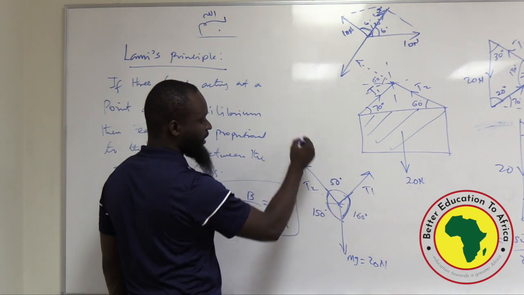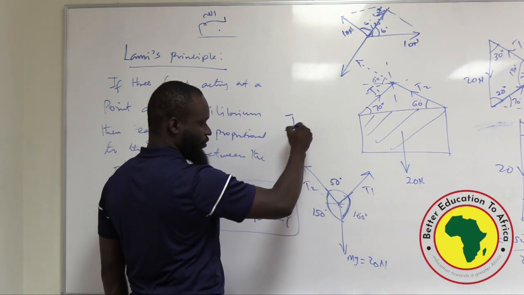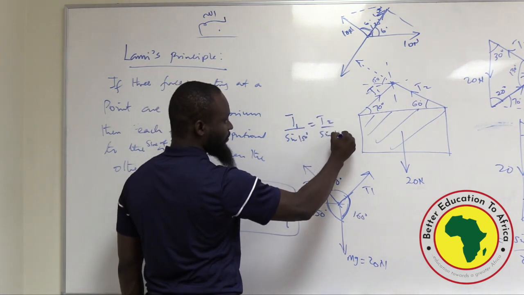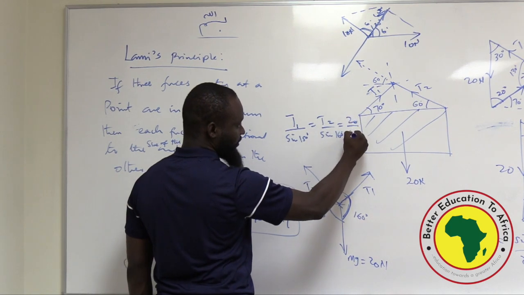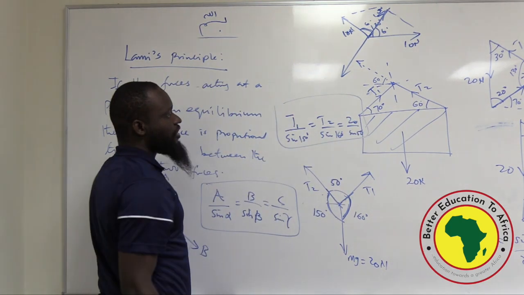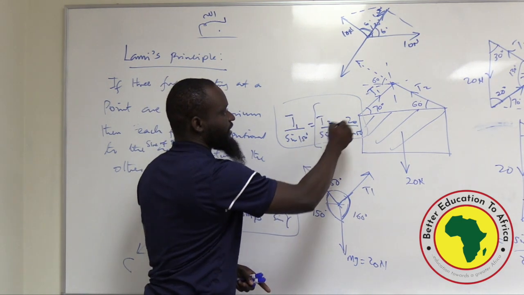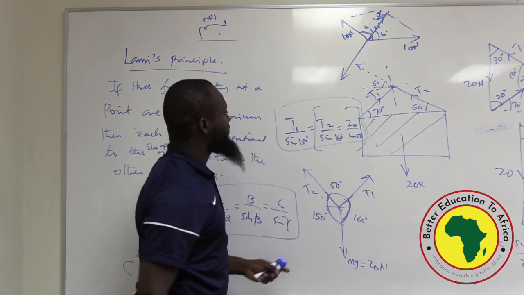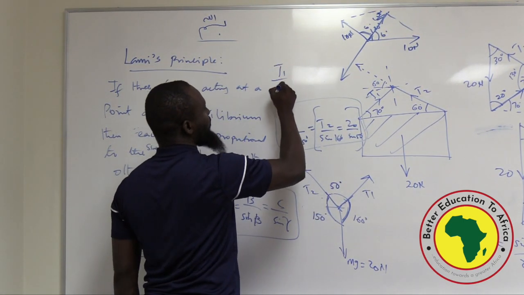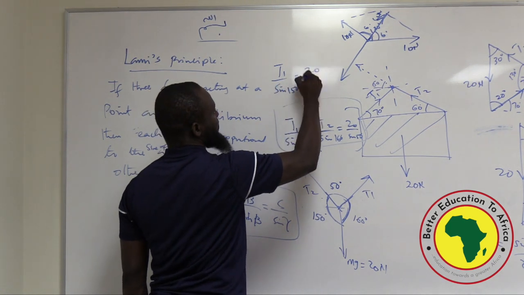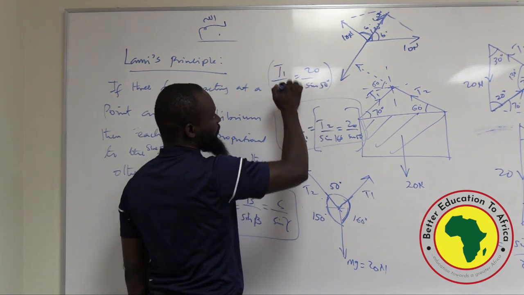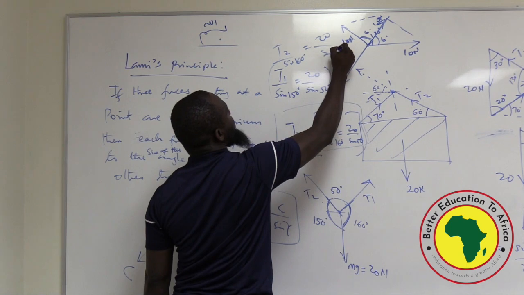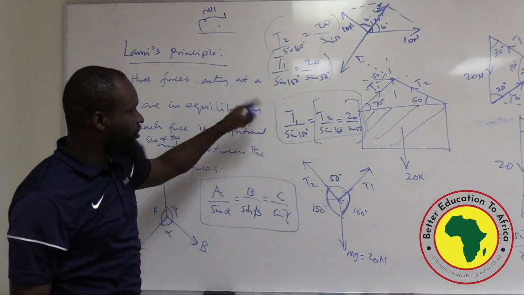So altogether, all I have is this. Using Lami's principle here, it means T1 over sine 150 degrees equals T2 over sine 160 degrees equals the weight, 20 newtons, over sine 50 degrees. So you can use this to solve. You could just say T1 over sine 150 degrees is 20 over sine 50 degrees, and solve for T1, and you say T2 over sine 160 degrees is also 20 over sine 50 degrees, and solve for T2 from there. So this is using Lami's principle to solve.